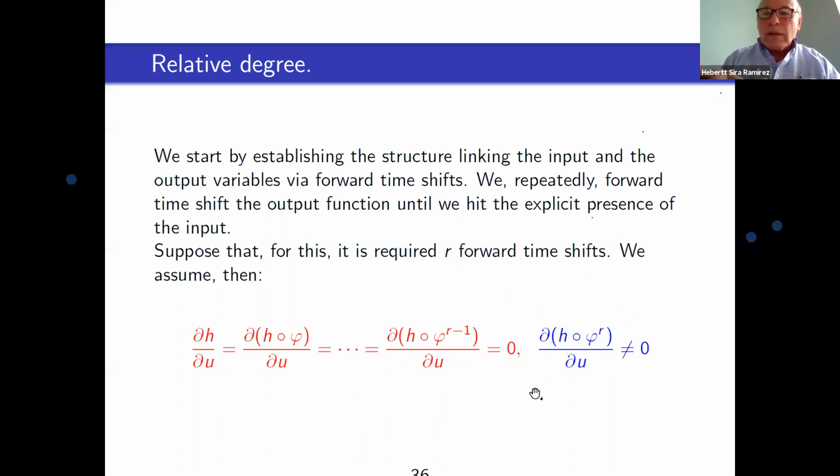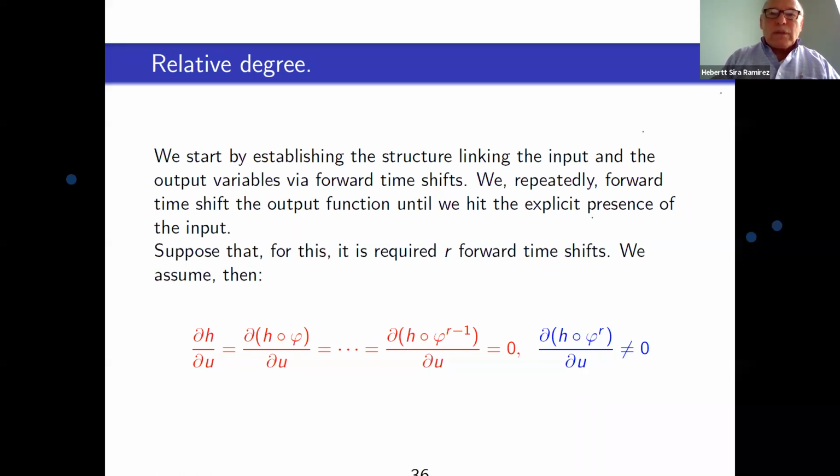And once that presence is found, we stop at that moment and say the system has a relative degree given by the number of steps that took us to reach that explicit dependence. So the relative degree will be defined to be R if this is the case: if these two sets of equations hold, the red ones simply saying there is no explicit influence of the input in those evolutions of the output, and there is a presence of the input at that particular time point which you reach by means of your iterations. Therefore, this is our definition of the relative degree.